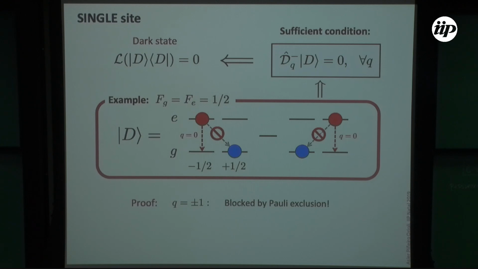Because of this, there is only one possible decay channel for each, which is this one, both with the same polarization. And now this superposition is precisely chosen in such a way that those two contributions cancel destructively. So overall, this makes this state a dark state.